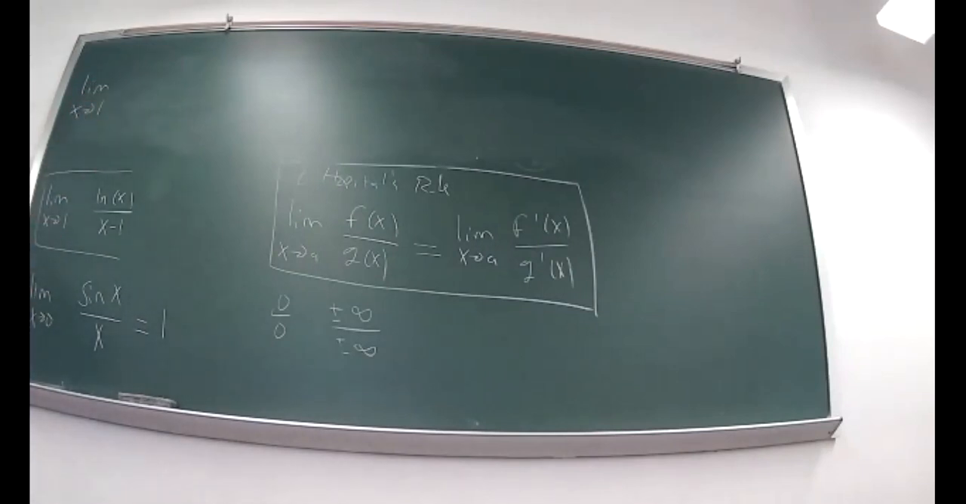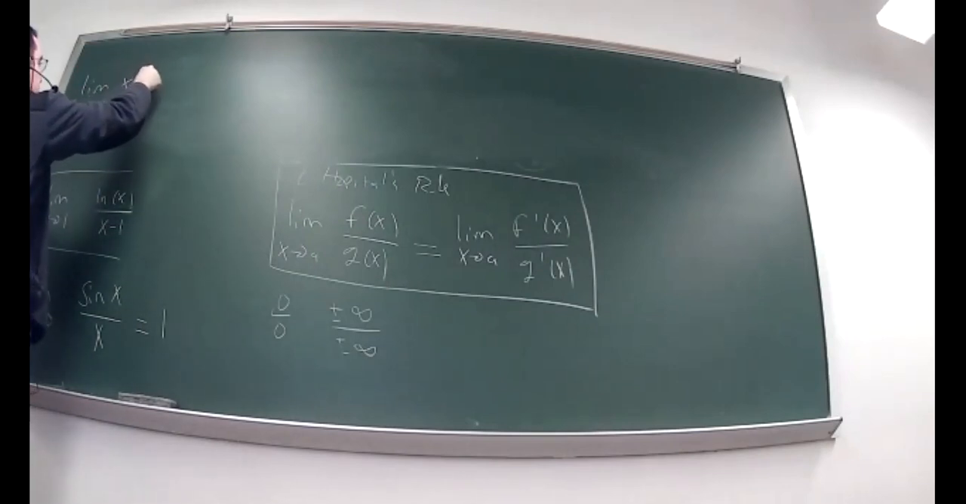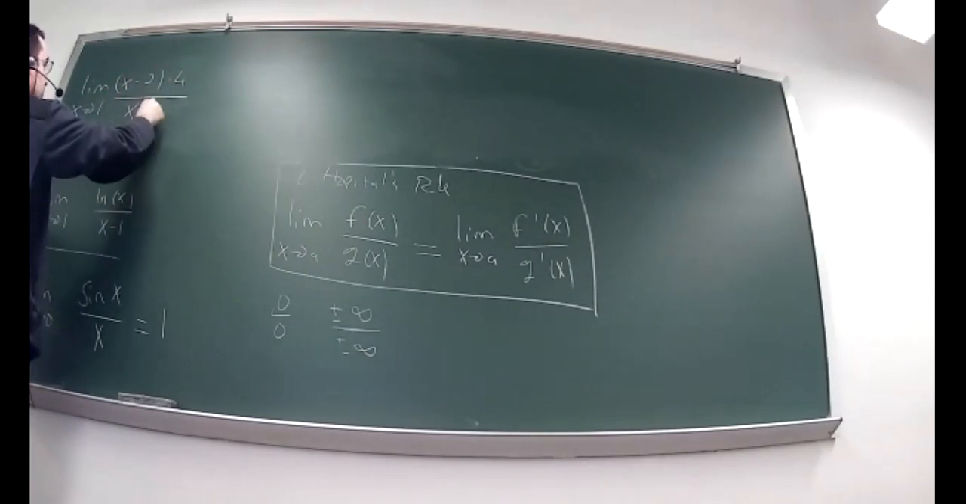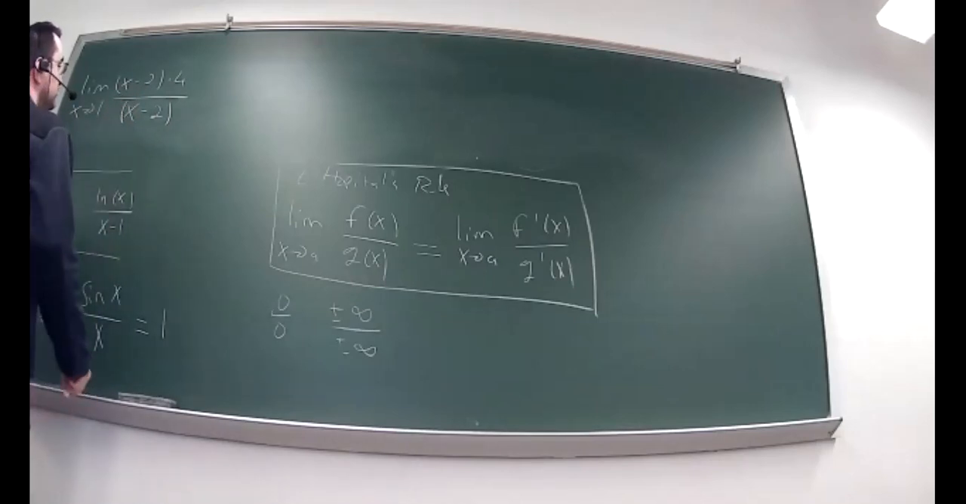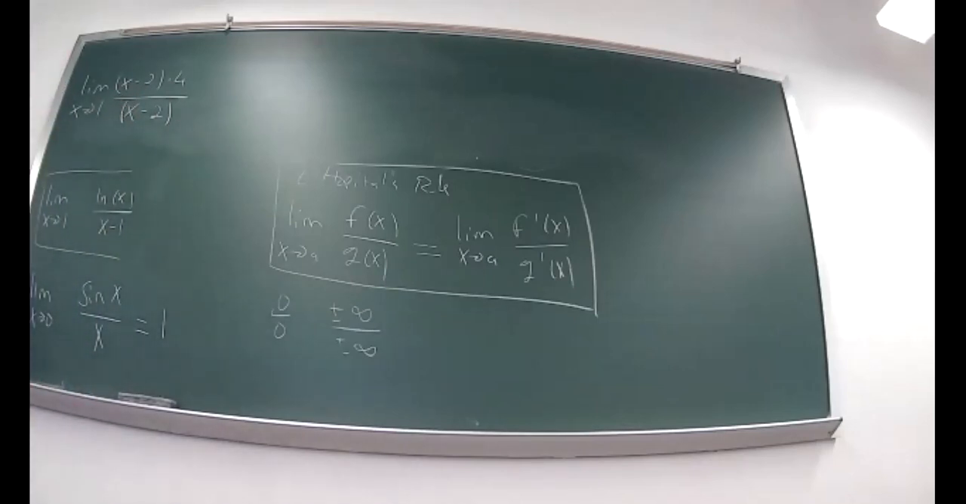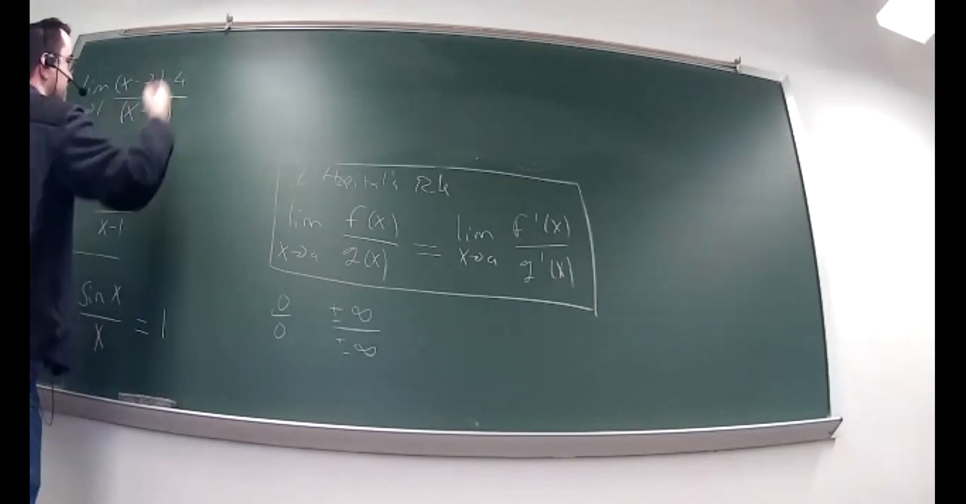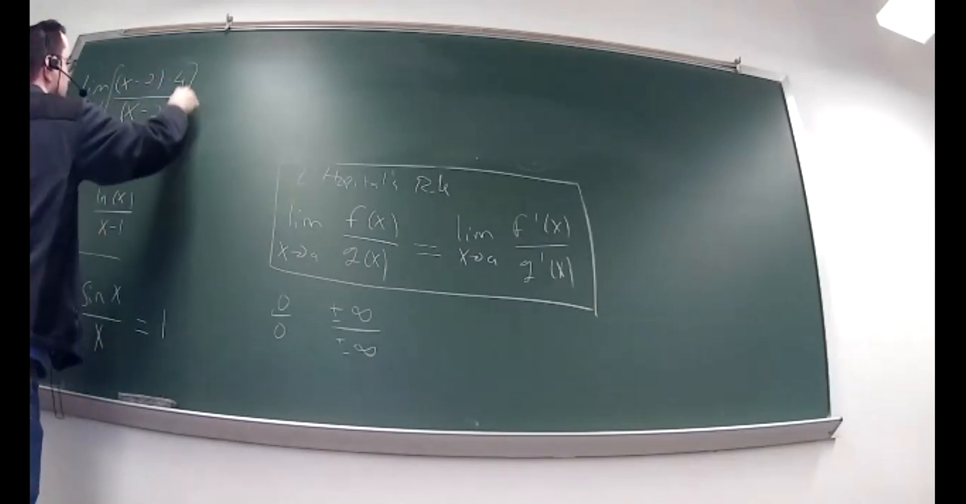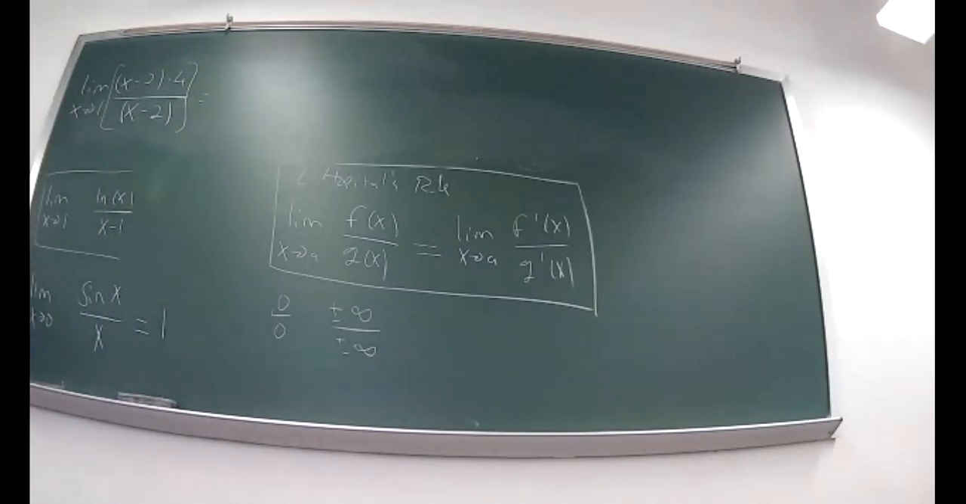I'm just going to make some things up. So let's take x minus 2 times 4, and let's divide it by x minus 2. And yeah, sure, you could cancel out the x minus 2's if you wanted to, but just for illustrative purposes. So my f is 4 times x minus 2. My g is x minus 2. I'm taking the limit as x goes to 1. So notice this is not indeterminate, because I could just plug in 1 and I'll get 4 as my answer.